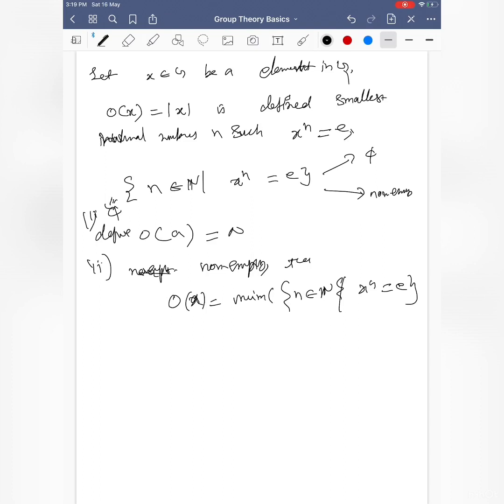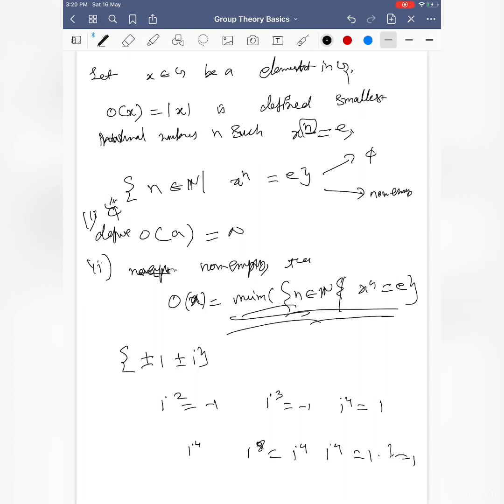Okay, so this is a very important definition. The smallest is very important because, for example, let us take this group {plus or minus 1, plus or minus i}. People know this is a cyclic group of order 4. So i square equals minus 1, i cube equals minus i, i power 4 equals 1. So the order is 4, and you can see that i power 8 can also be written as i power 4 into i power 4, that is 1 into 1, that is 1. So i power any multiple of 4 is 1. That's why the smallest is very important, for defining the uniqueness. If such an n does not exist, it is called infinite.